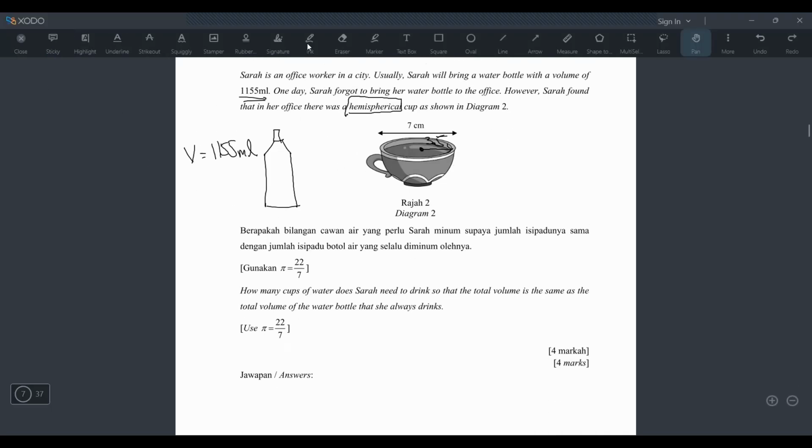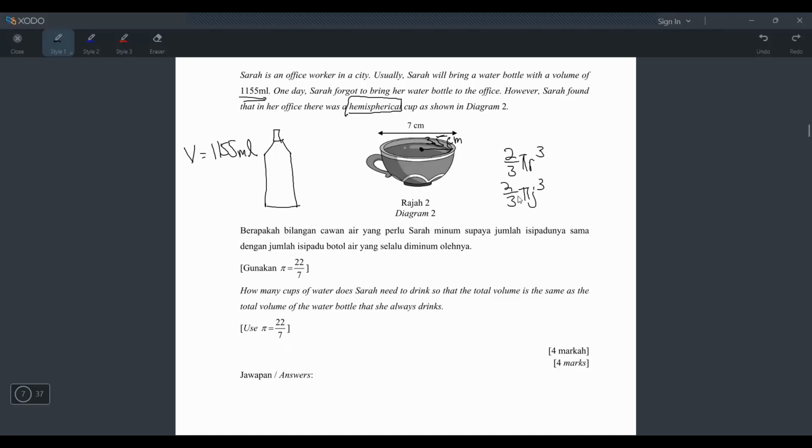Okay, so let's look down here at what they want. How many cups of water does Sarah need to drink so that the total volume is the same as the total volume of the water bottle that she always drinks? If you look carefully, for this hemisphere, you can find the volume of hemisphere, right? Because we already know the radius, and the volume of hemisphere formula is 2/3 pi r cube, or in Bahasa Melayu is pi j kuasa 3, but it's the same thing.